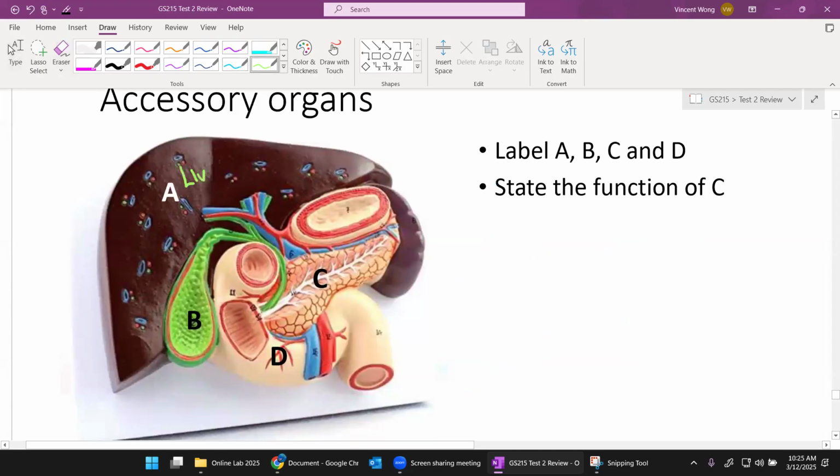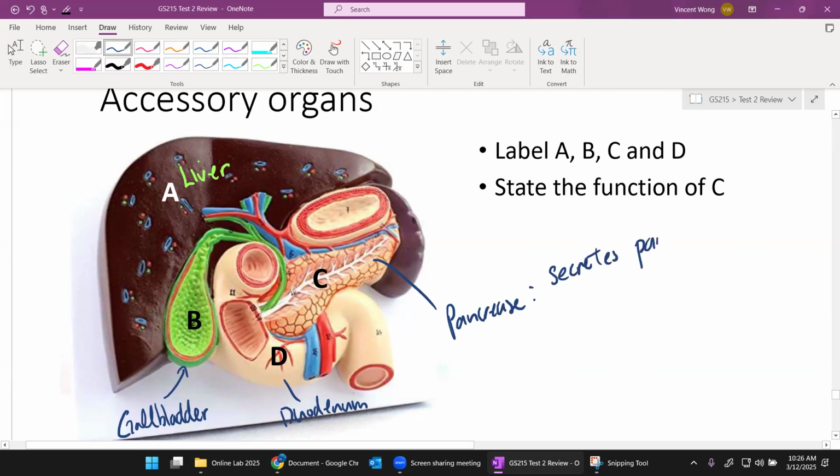A is the liver, gallbladder, duodenum, and pancreas. Pancreas secretes pancreatic juice. And in the pancreatic juice, we have two important things, NaHCO3 and digestive enzymes.